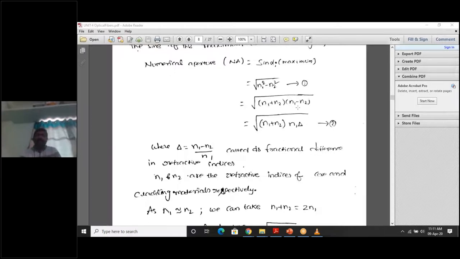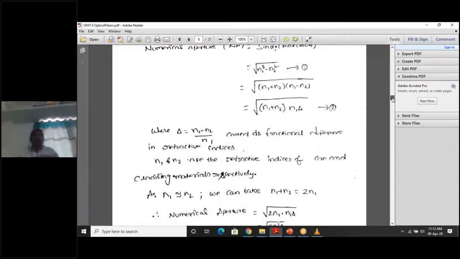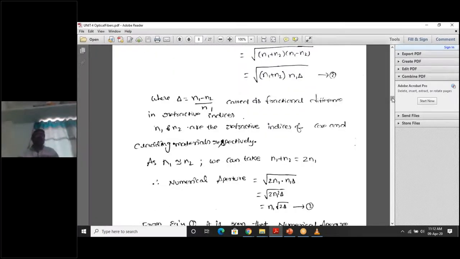So I can replace n1 minus n2 with n1 into delta. Here I am assuming n1 is approximately equal to n2. In reality n1 is greater than n2, but to derive the mathematics we will assume this one thing: n1 is approximately n2. Now n1 plus n2 becomes 2 n1, into n1 delta, and n1 into n1 becomes n1 square. So 2 n1 square delta. If you bring n1 square out of the square root, it becomes n1 into root 2 delta.